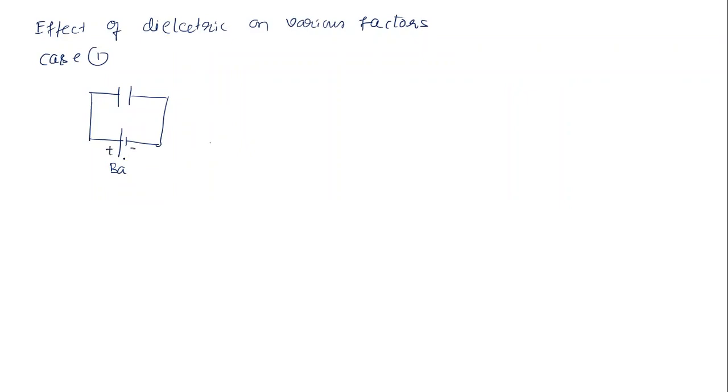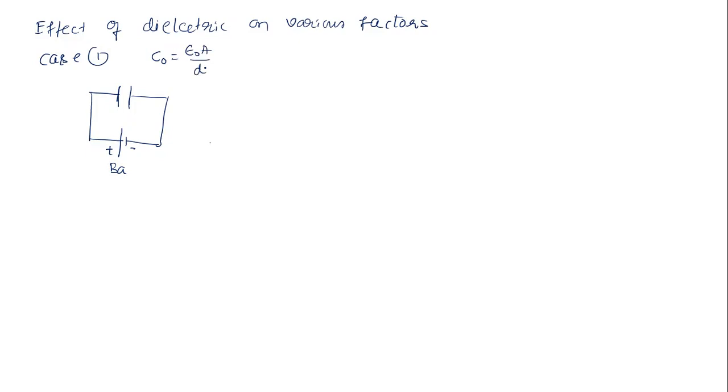We are not going to remove the battery. It is kept connected. So as it is connected, what will happen? The plates of the capacitor are going to get charged to some potential V. Now there is no medium, there is air medium. Initial capacitance, let's say C naught. It is given by what now? Epsilon naught A by D.